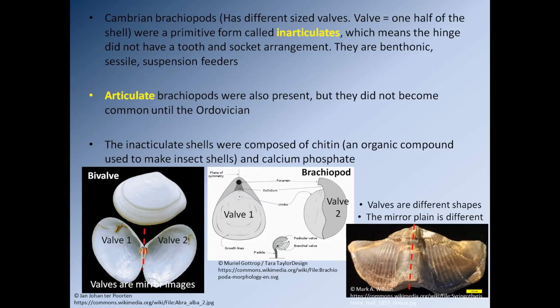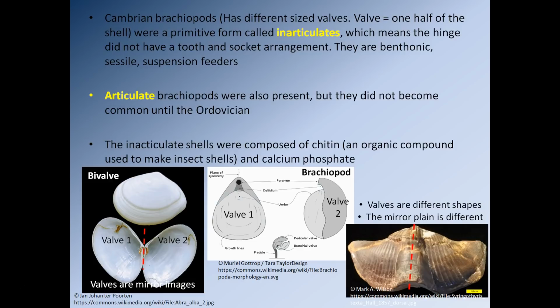So another group of brachiopods were around. These are the articulate brachiopods, and these are the organisms that did have this tooth and socket arrangement. However, they don't become particularly common until the Ordovician. So in the Cambrian we have lots of brachiopods around, and most of them are the inarticulate brachiopods. They're the simplest form of brachiopods.